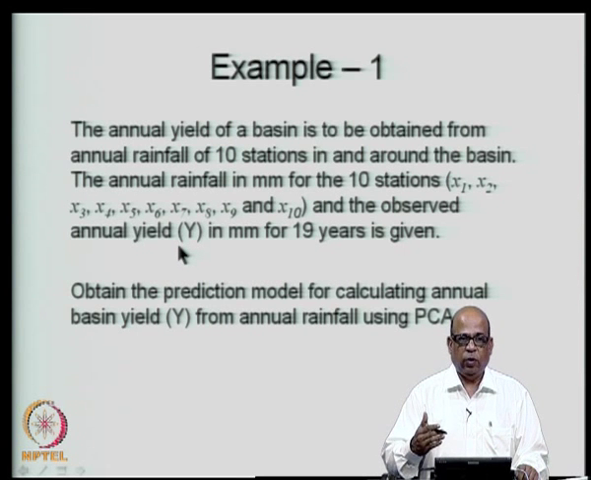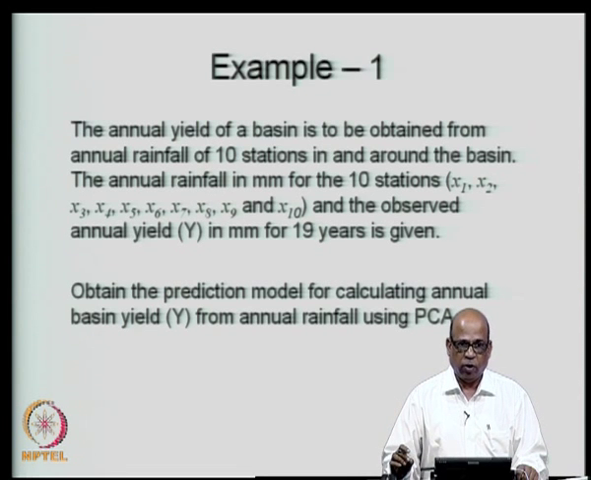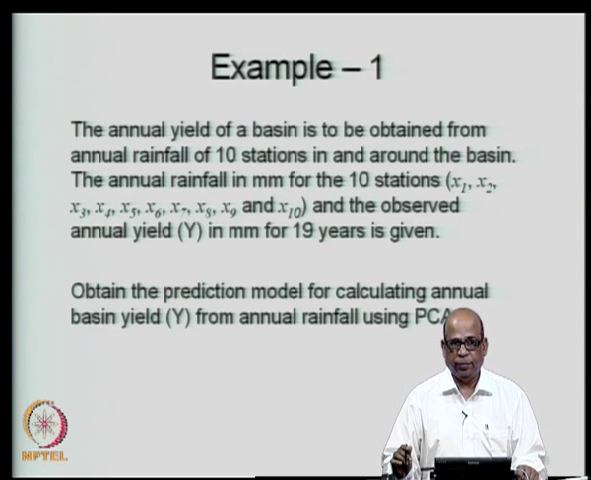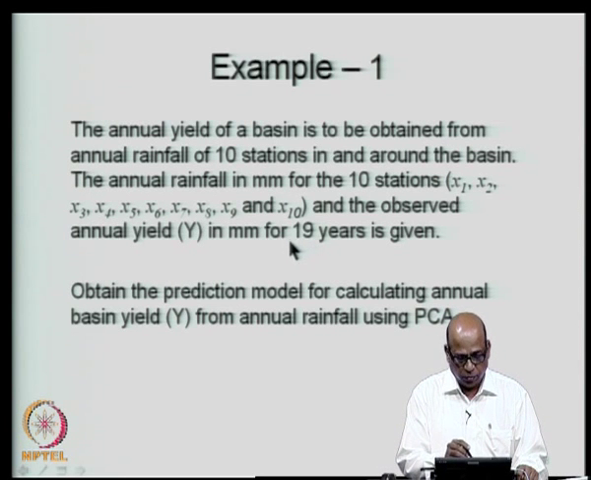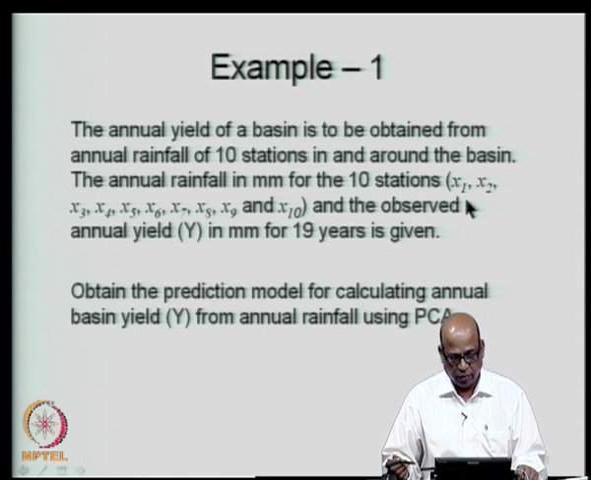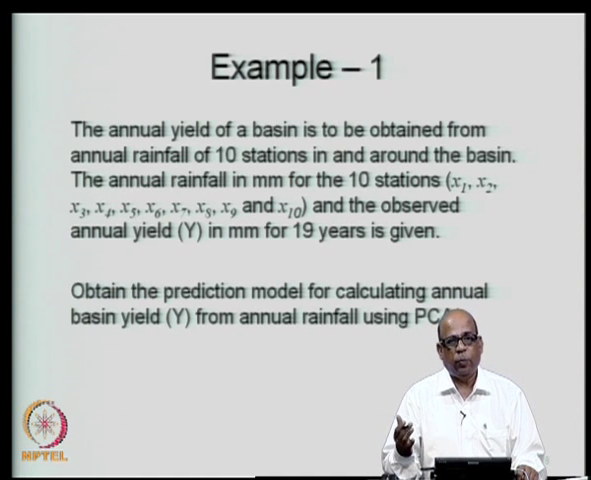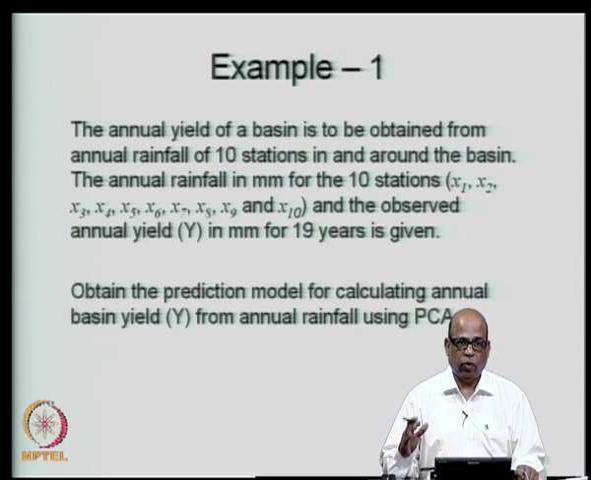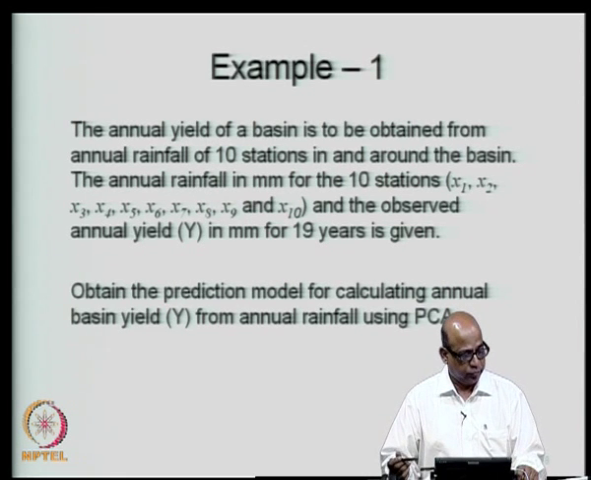By yield, we assume you understand that it is the runoff at that particular location, which means that is the yield of that watershed, which is just the runoff that is observed. So, we have concurrent values for 19 years on the annual yield as well as on these 10 stations, which are taken as independent variables here. So, we want to obtain the prediction model for the yield associated with the rainfall. We want to develop a relationship between the annual yield and the rainfall in all these 10 stations.